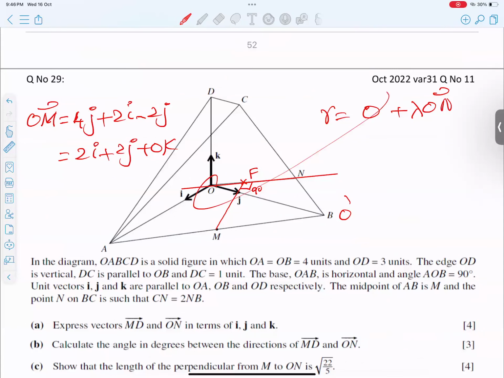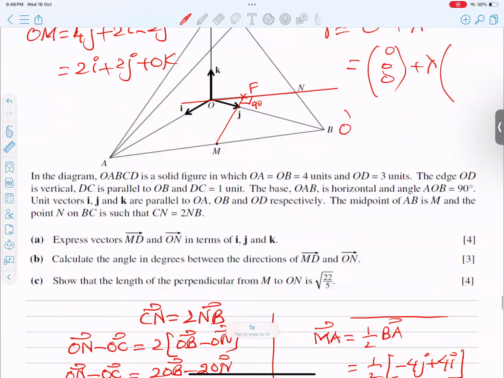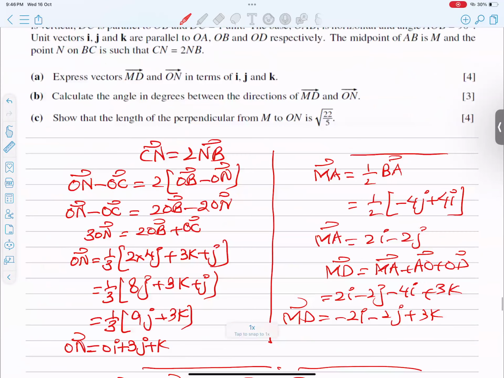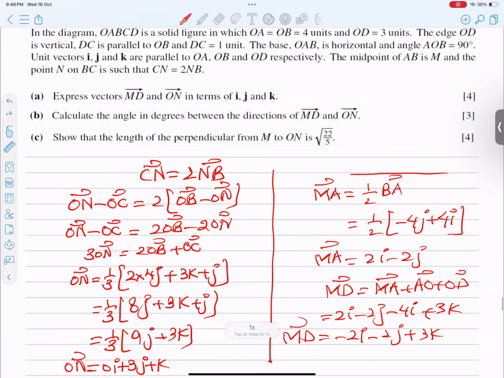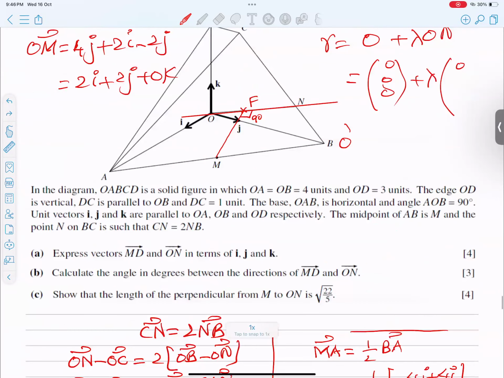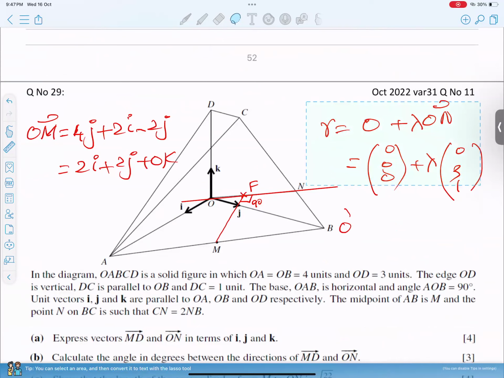Because this is the origin, and ON is behaving like a direction, and (0, 0) is the origin. I said many times, when I need the equation of a line, I need a specific point, and (0, 0) lies on it. That is why. And ON, I just have it. ON is this one: (0, 3, 1). So this I just take from here and I want to use it on the next.